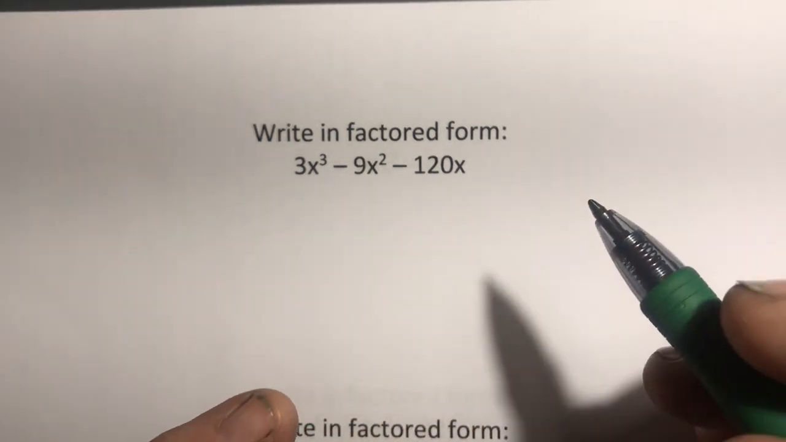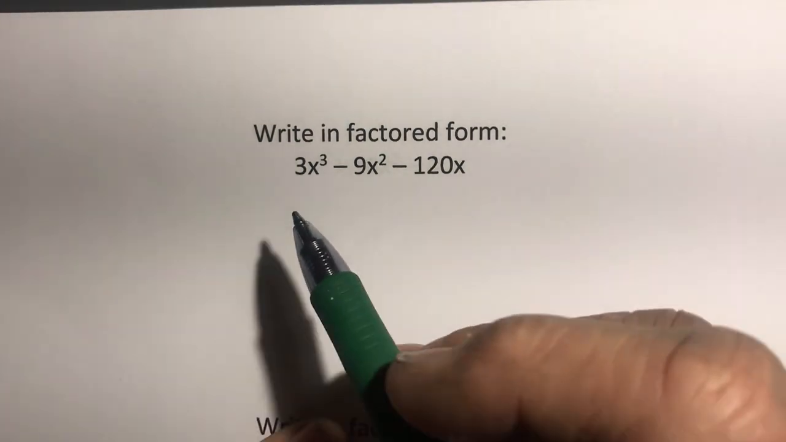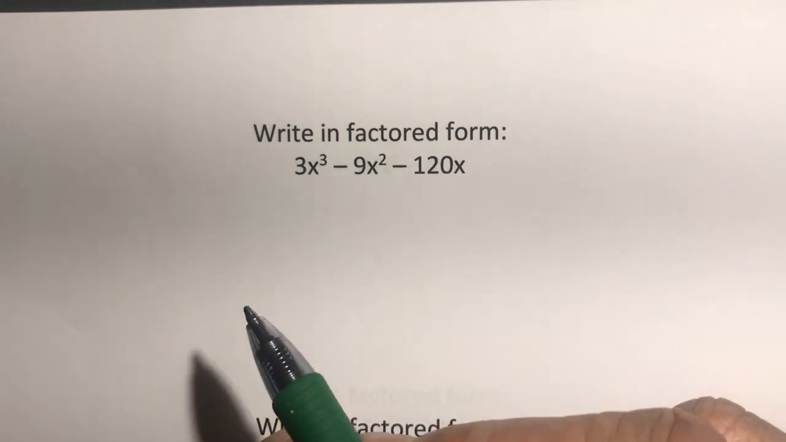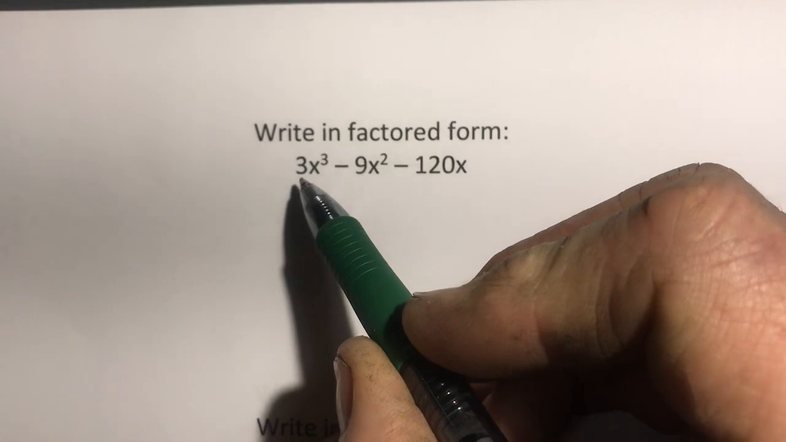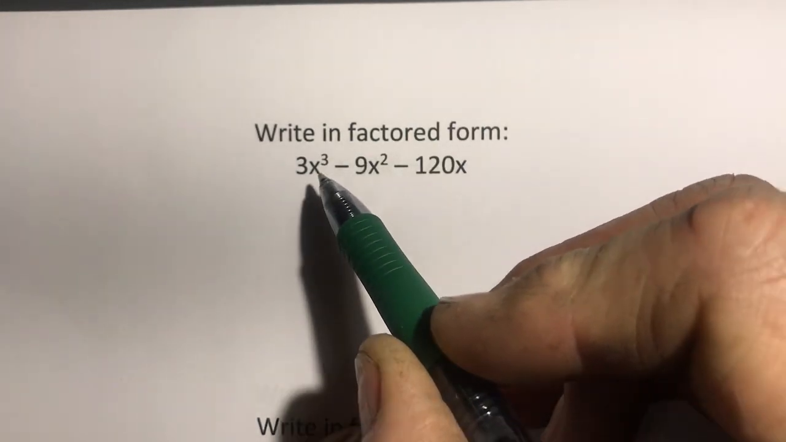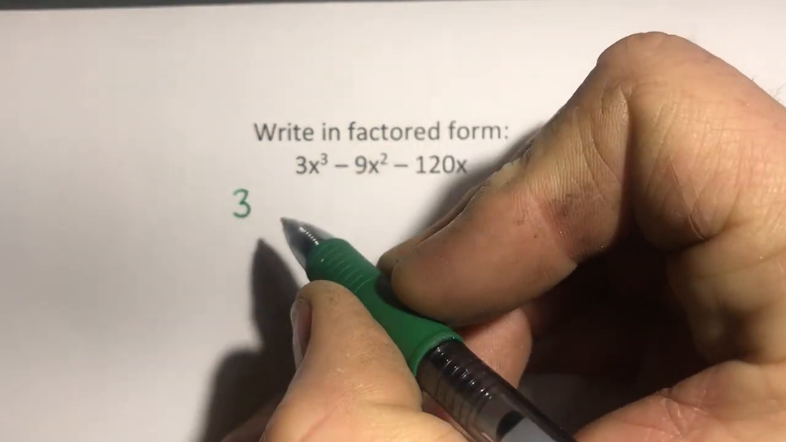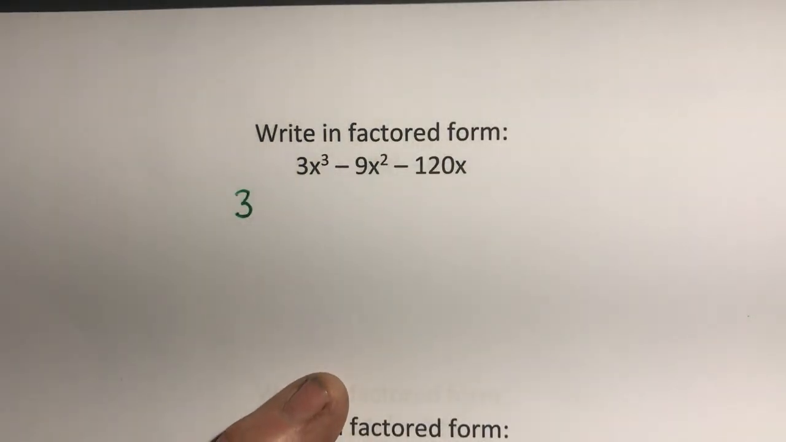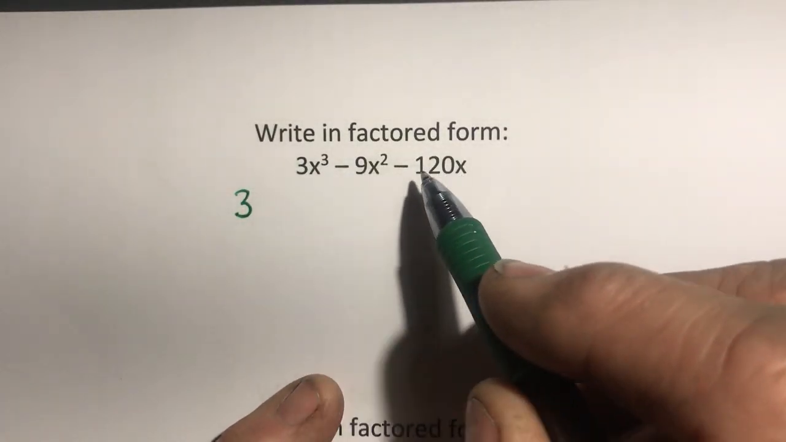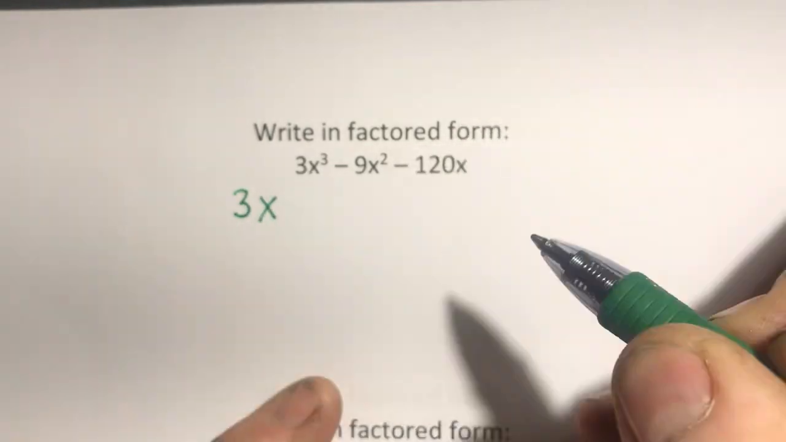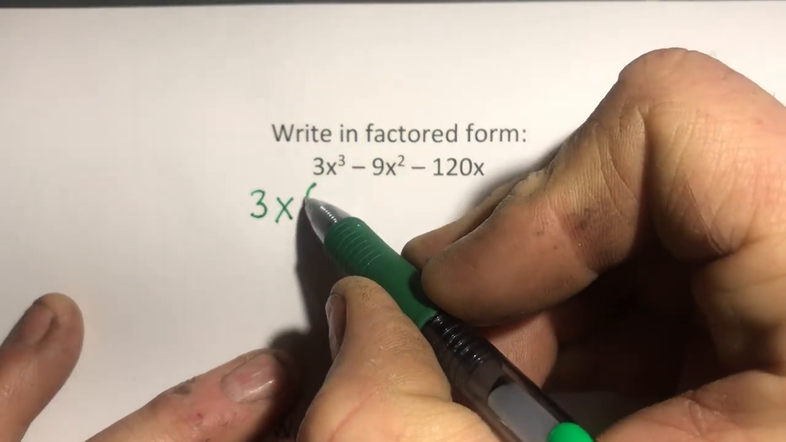All right, well, the first thing you want to do on any trinomial or any polynomial that you're factoring is look and see if there's a common factor that you can factor out first, because that makes the whole process a lot simpler. And in this one here, I noticed 3, 9, and 120. 3 goes in all three of those numbers, so I can factor out a common factor of 3 from all those. In addition to that, they all have an x variable, so I can factor out an x variable too. So 3x is my common factor that goes in all those. And now I'll divide that out.